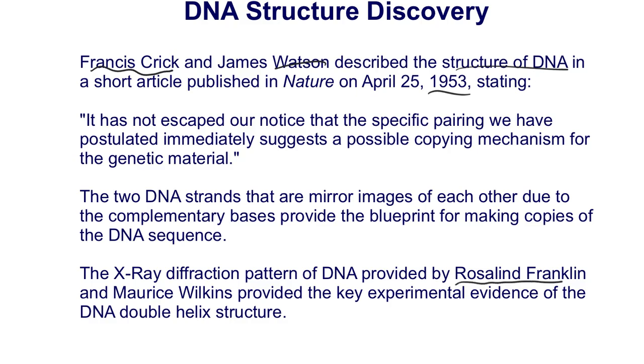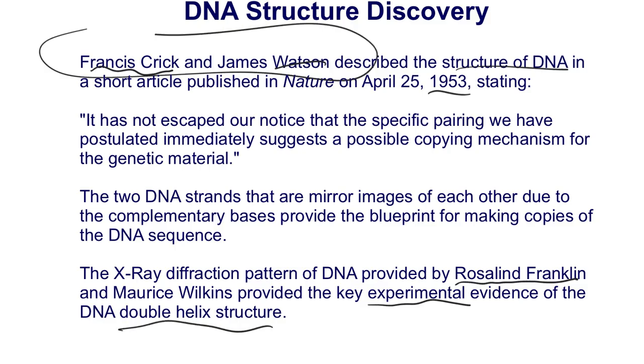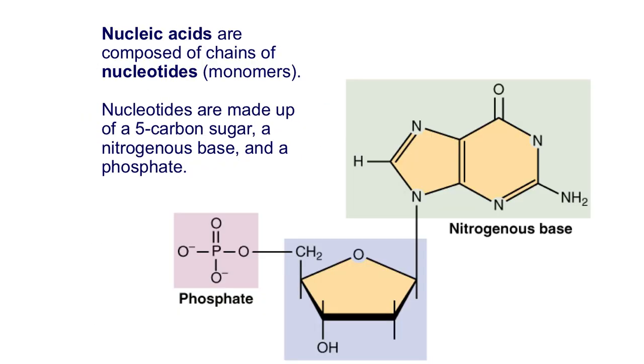But it was really Rosalind Franklin who discovered the double helix, who gave chemical evidence for DNA's double helix structure. These two guys stole her evidence. It's a bad story. They took her evidence, didn't give her credit for it, and they used it to explain how DNA replicates. Okay, this is the monomer of nucleic acids, and DNA is a nucleic acid, so is RNA.